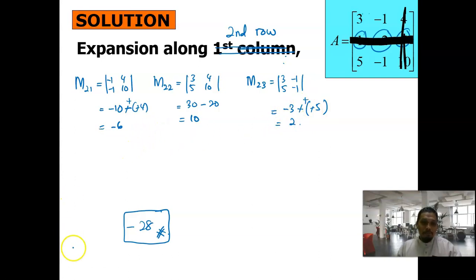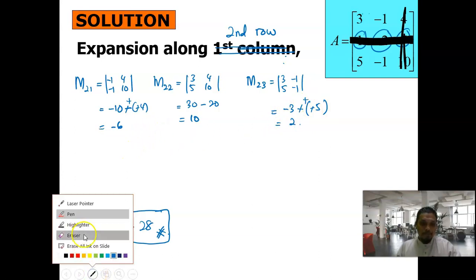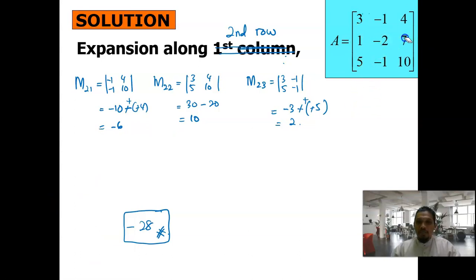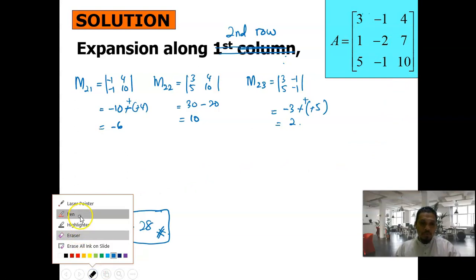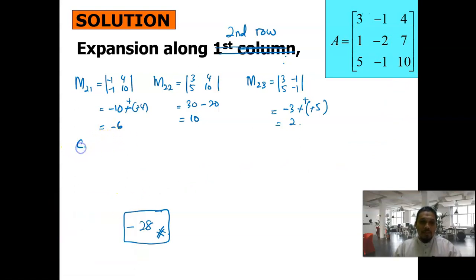Okay, so now we have completed the task of finding the minors of the elements in row 2. Let's find the cofactor of 2, 1, which is negative 1 to the power of 2 plus 1, and the minor is here, negative 6. So 2 plus 1 equal to 3. Negative 1 to the power of an odd number gives negative 1, multiplied with negative 6 equal to 6.